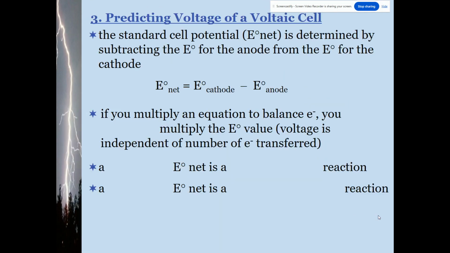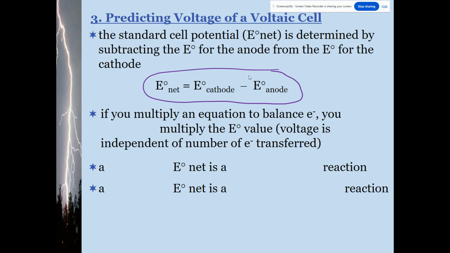Now, how do we find or predict the voltage of a voltaic cell? We have the following formula. Your E net equals the E naught of the cathode minus the E naught of the anode. The naught just means the voltages are at standard conditions. And the data booklet explains standard conditions are, I think, 1 mole per liter solutions. So concentration can affect the voltage. We're not going to get into that in Chem 30, but it depends on the relative concentration of the reactants as to how it affects the voltage.